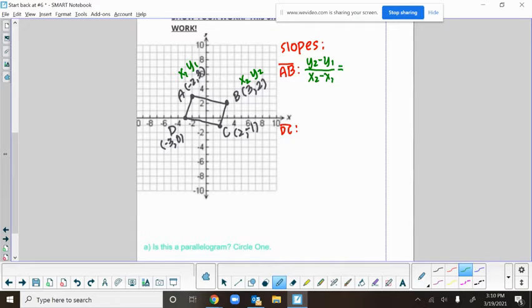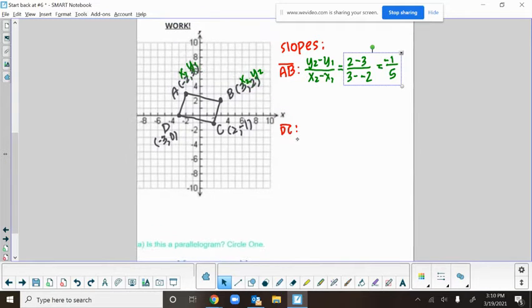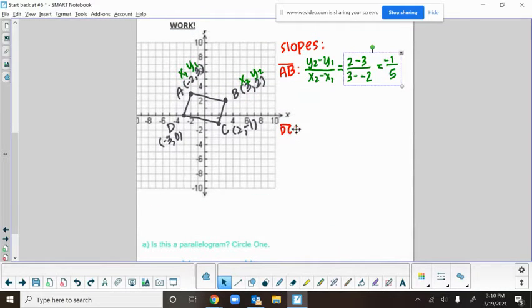So if I choose x1, y1 to be that point, x2, y2, I'm just going to substitute the values in. So I'll have 2 minus 3 over 3 minus negative 2. 2 minus 3 gives me negative 1. 3 minus negative 2 gives me 5, so negative 1/5. So that's one way to approach finding your slopes. If you want to do it that way, it's just using the formula.